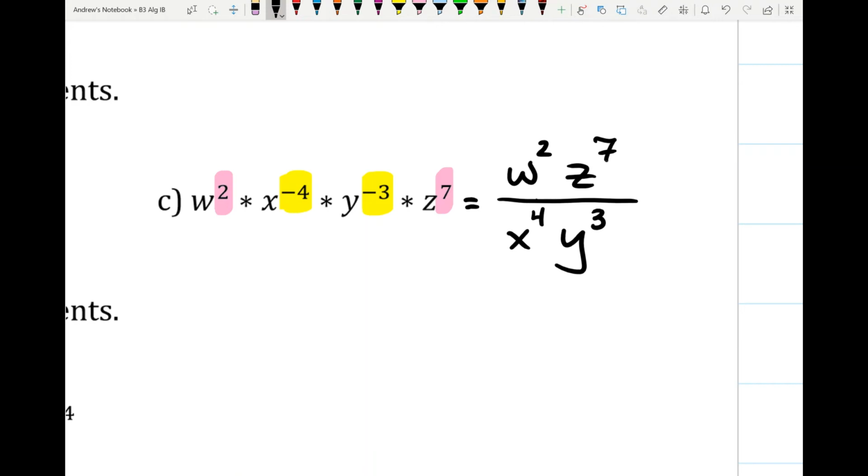Hopefully that seems quite a bit better than writing out everything as a fraction and smushing them together. If you still want to do it that way, there's nothing wrong with that, especially as we're learning them. Do what makes you happy.